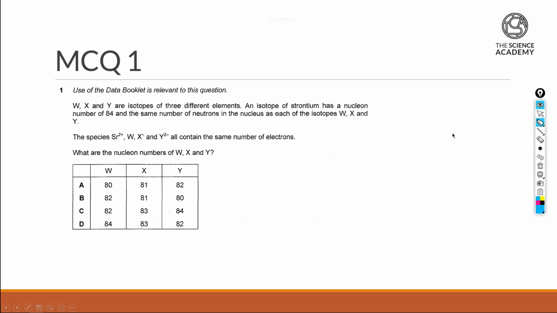In question number 1, we are taking a look at these three different isotopes W, X and Y. The interpretation of the term isotope would have suggested to you that all of them actually contain the same number of protons. Now, these three isotopes are likened to strontium, saying that this particular strontium isotope has a nucleon number of 84 and they have the same number of neutrons as found in the nucleus of isotopes W, X as well as Y. So, some interpretation: nucleon number here is actually the sum of protons and neutrons.